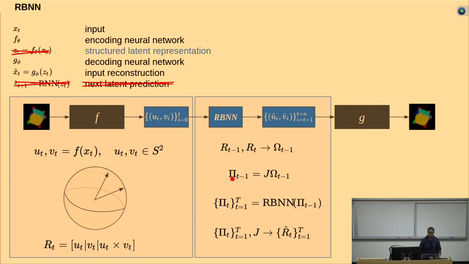And once we have that, we can use the Lie-Poisson equations, which I'm wrapping in this function RBNN, to compute future angular momenta. And with our learned moment of inertia again, we can use those to produce an estimate of the future poses.